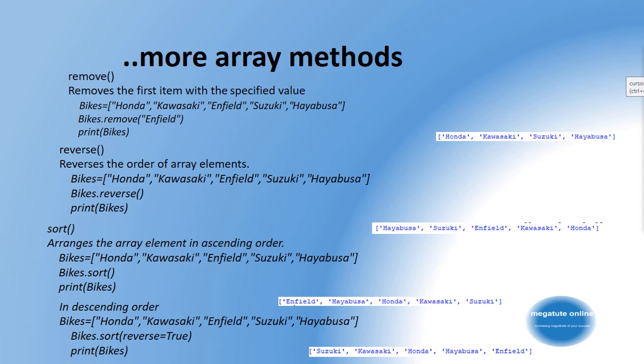That means Suzuki, which starts with S, is going to come first, then K, then H, then HA, and then E. So this is going to print the list in descending order, right? Now, I hope you have understood this well.